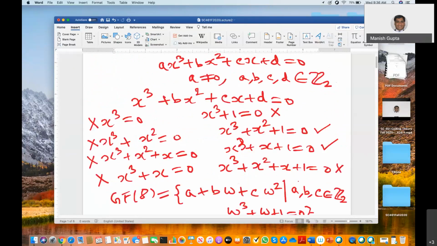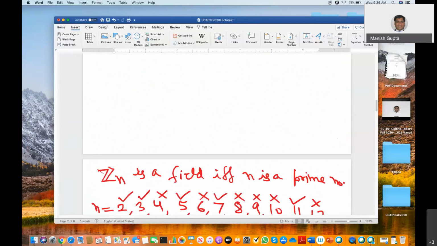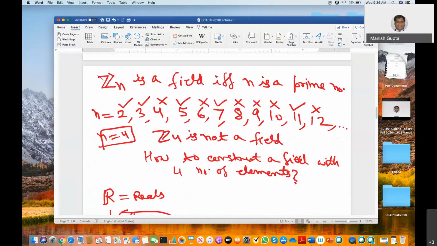And also I think if you go here, you see a field with 4 number of elements. I have constructed a field with 8. I have given you a hint how to construct it.